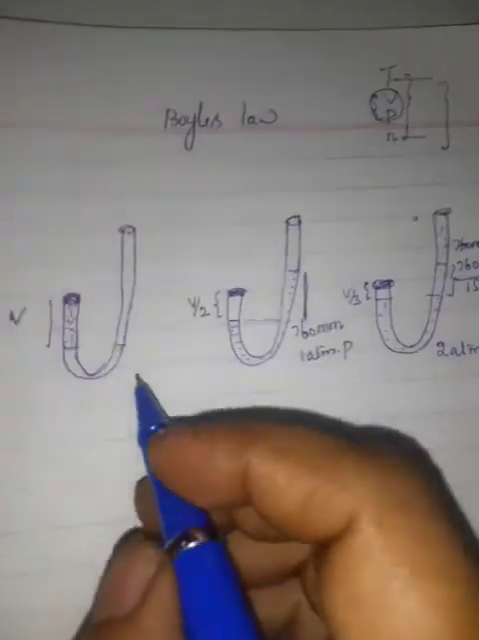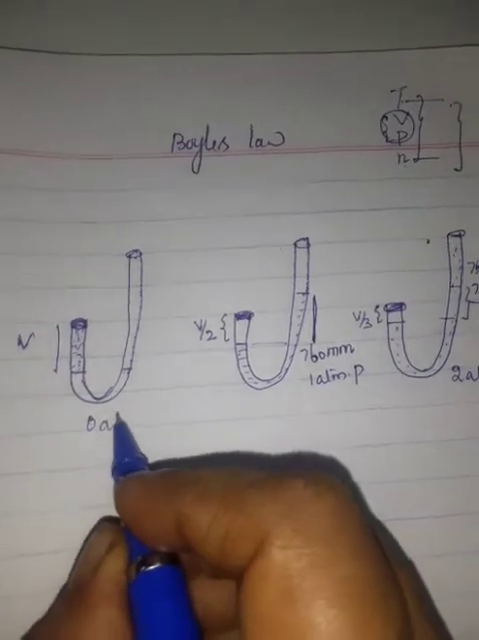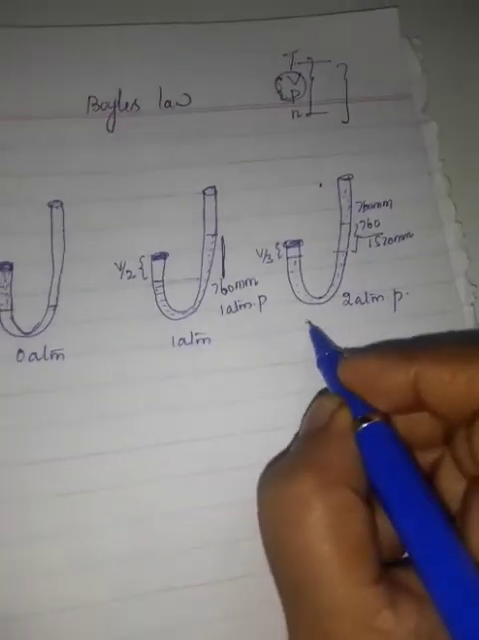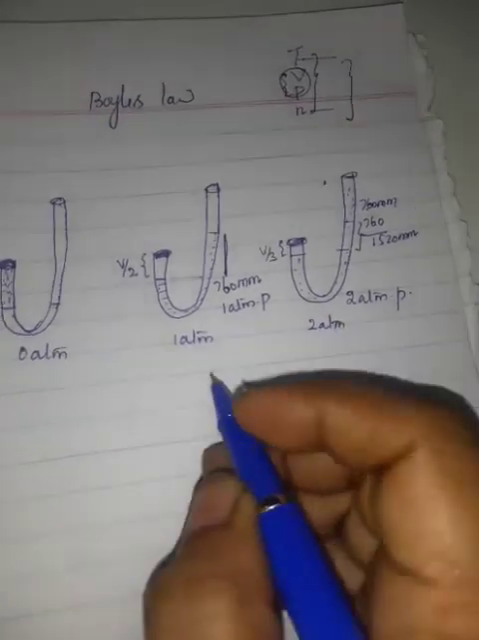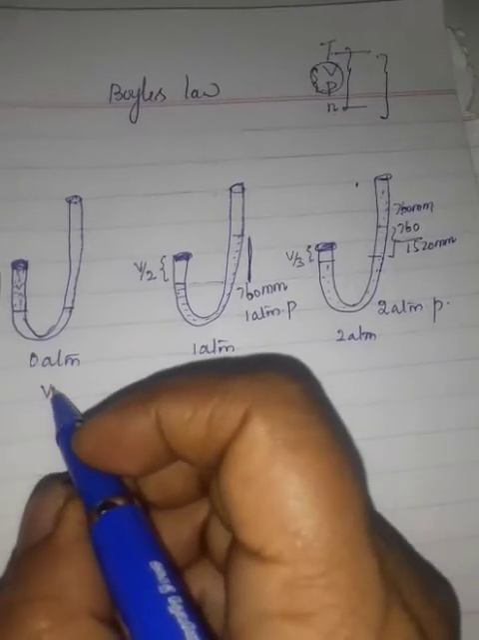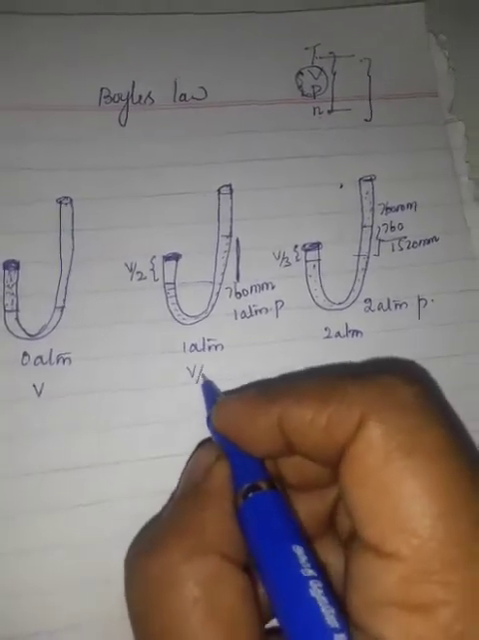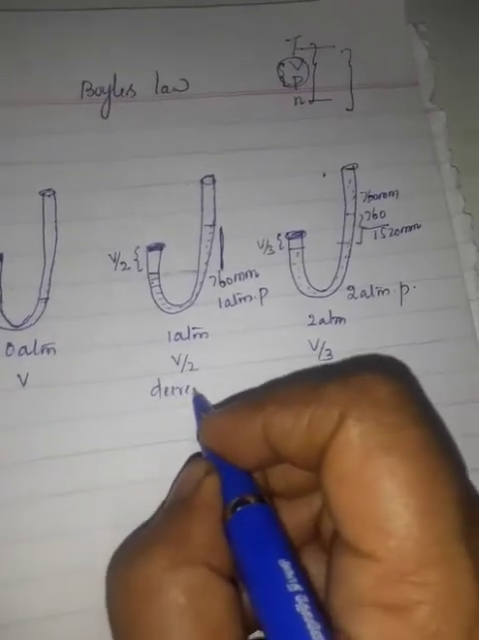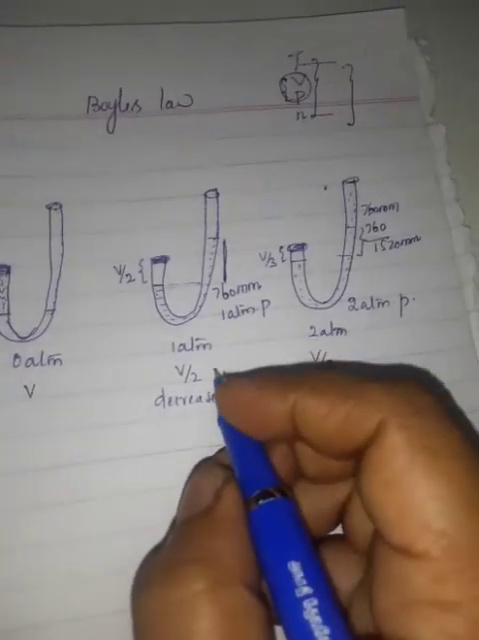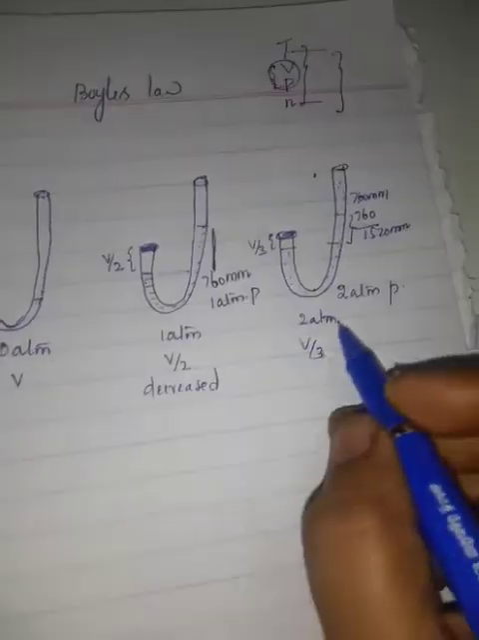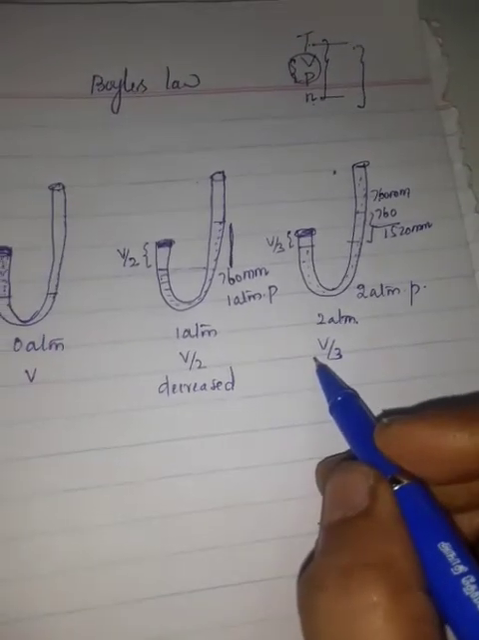So from this what can you understand? Here 0 atmospheric pressure, here 1 atmospheric pressure, here 2 atmospheric pressure. See the volume reduces: here V by 2, then here V by 3. Volume gets decreased, still reduced. If pressure gets increased, volume gets decreased.